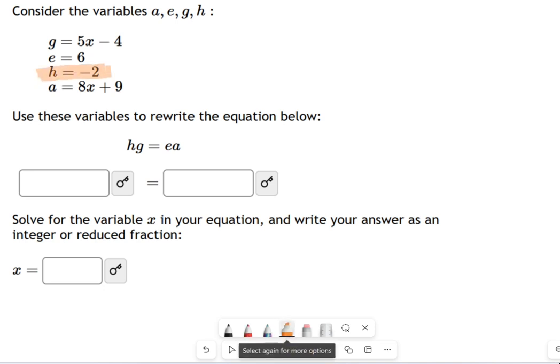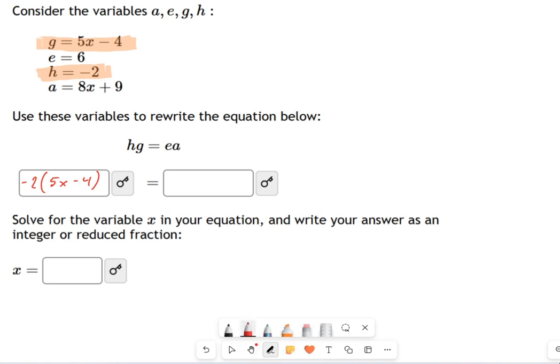For example, I'm going to take H first, and I'm going to say, okay, HG must be negative 2 times what's G? Well, look at your table right here. G is 5x minus 4. So that's negative 2 times 5x minus 4. Okay, that's what HG is.